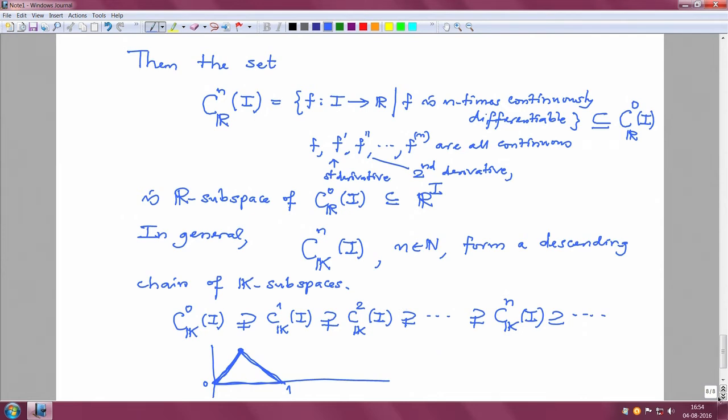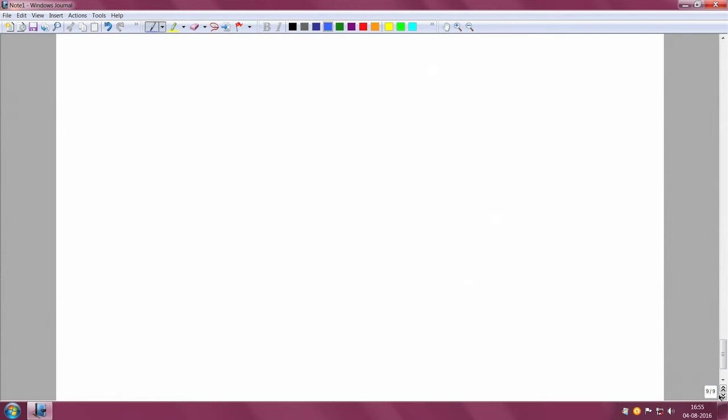Okay. Continuing still further we can say something more. If you take their intersection, C^n(K, I), so this is the intersection of all these subspaces. This is also a subspace, because we have seen just above that the intersection of an arbitrary family of subspaces is again a subspace. This is a K subspace.